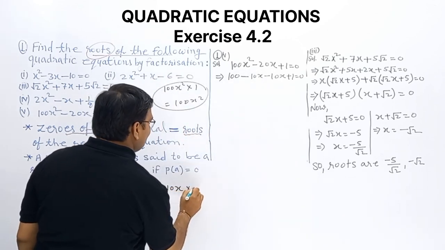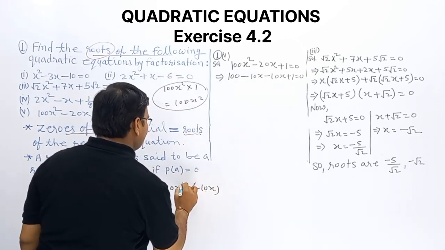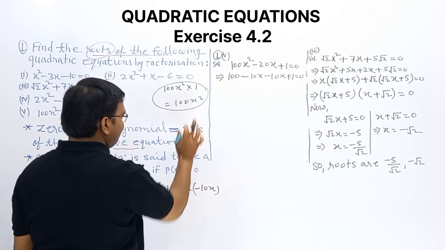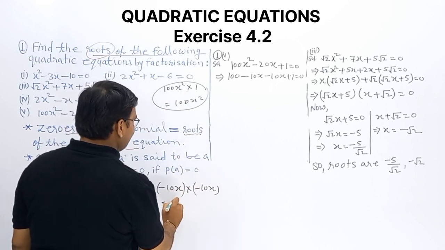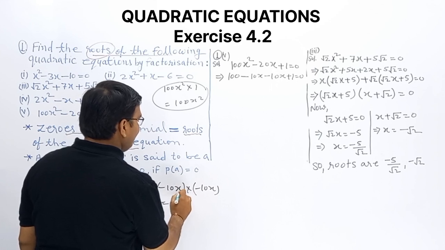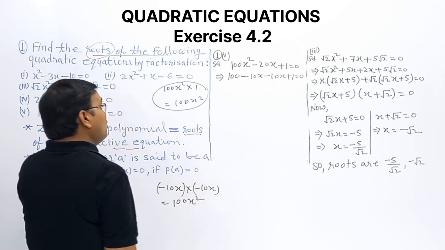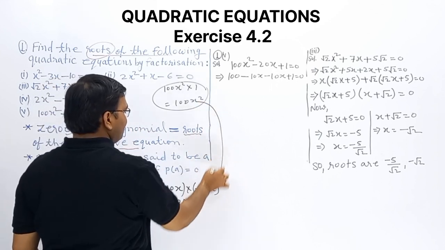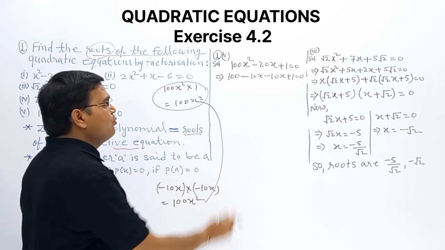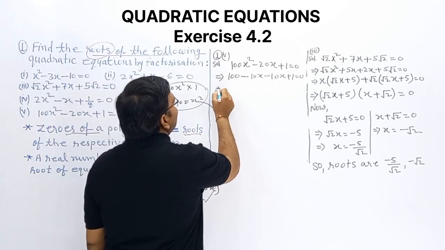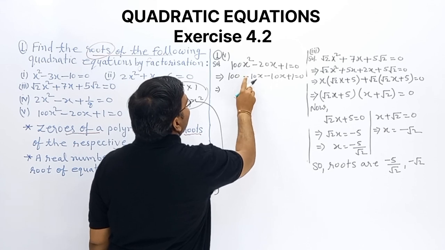Minus 10x into minus 10x. The product should be the first one and last one product. Minus into minus is plus, 10 into 10 is 100, x into x is x square. So we are getting the same. So both parts are correct.